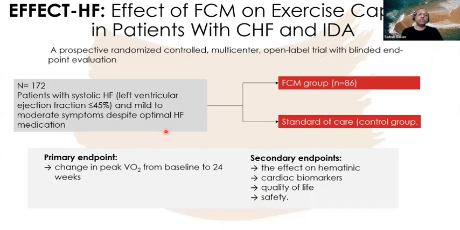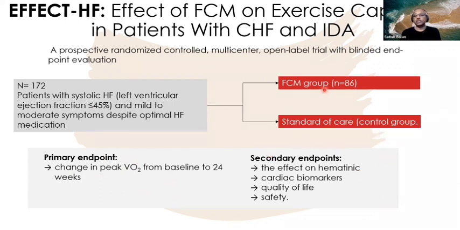But there's another study known as EFFECT-HF, and this showed patients with systolic heart failure, that is left heart failure, with mild or moderate symptoms. These patients were not actually iron deficient at all. So whether they were iron deficient or not, they were taken up for the study. The primary endpoint was a change in peak VO2. VO2 is the oxygen consumption at peak exercise, and that is what is taken as the endpoint in the study. So whether the oxygen consumption improved at peak exercise was the primary endpoint of this study.